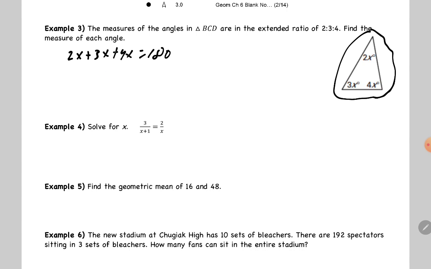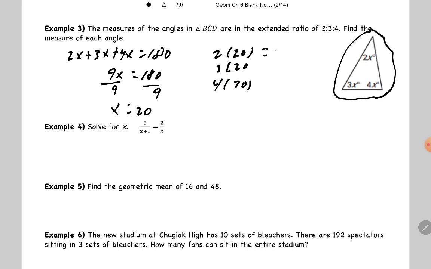Add all your x's together. So you get 9x equals 180. Divide both sides by 9 to get x equals 20. We need to find the measure of each angle, so we gotta plug it in. 2 times 20, 3 times 20, and 4 times 20. So 40 degrees, 60 degrees, and 80 degrees.